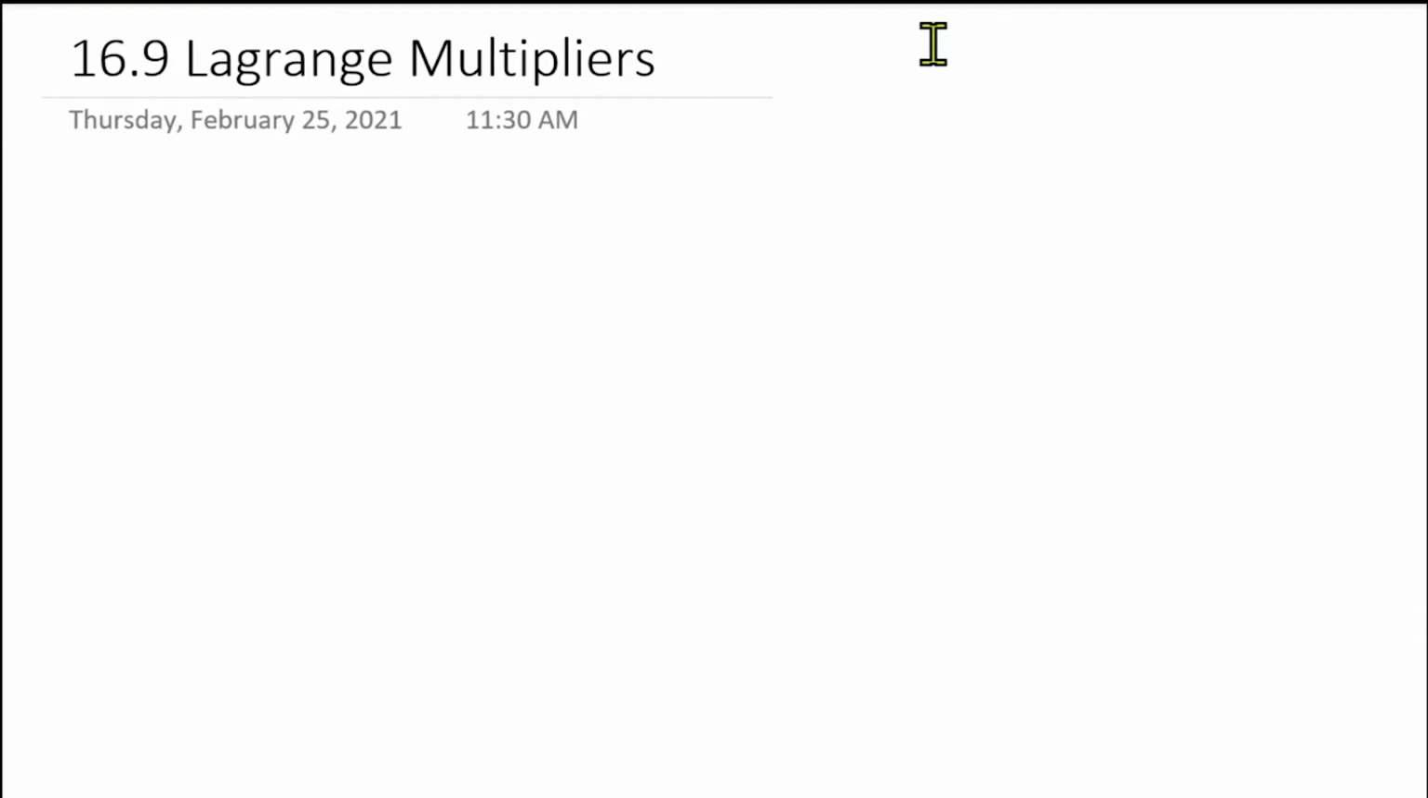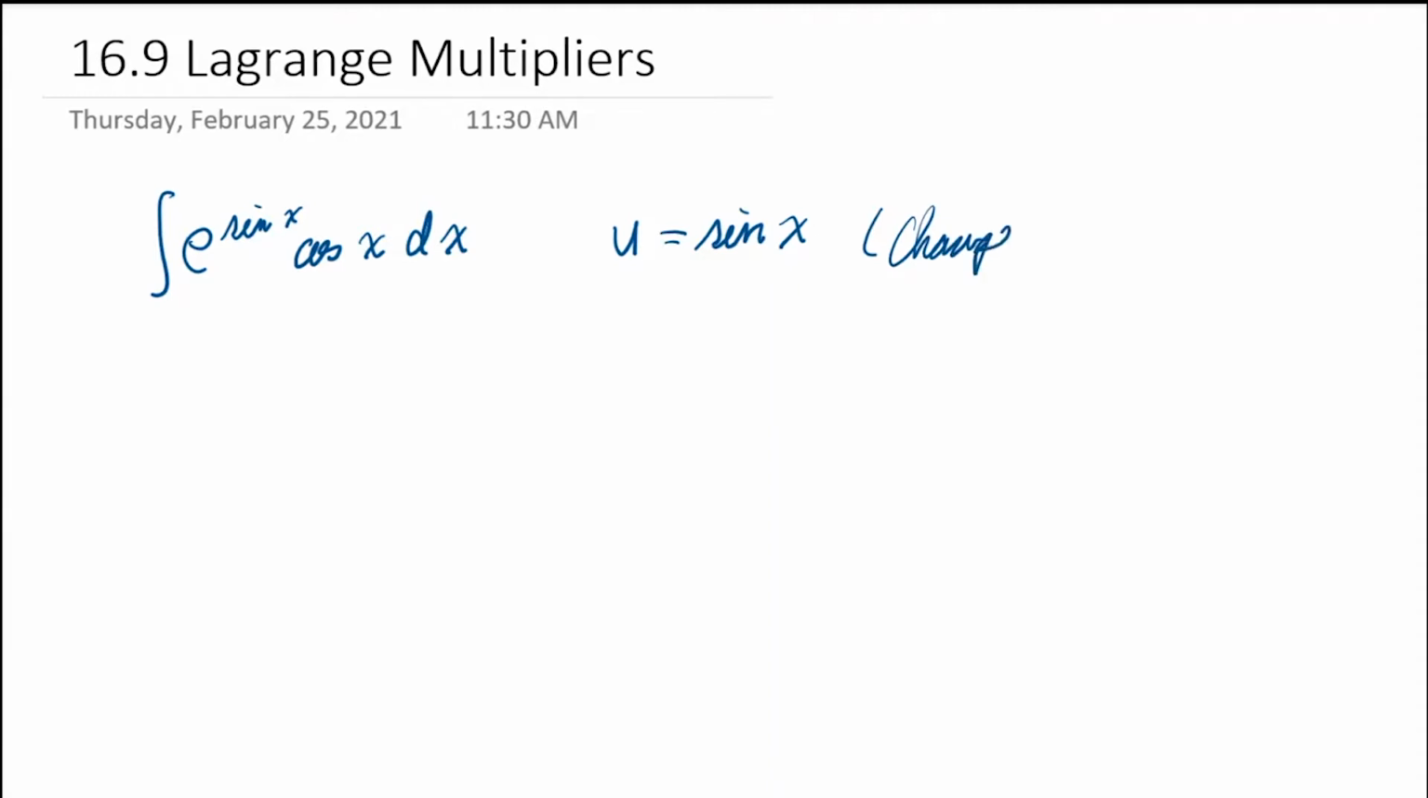U-sub is really a change of variable. So I'm going to take this as an example. Say we have this integral, e to the sine x cosine x dx. I mean, we can do this in our head, but let's not, for review purposes. When we say u is equal to sine x here, we are changing this variable from x to u. So this is really change of variable. I'm going to write this down, because that's the topic of Lagrange multiplier.